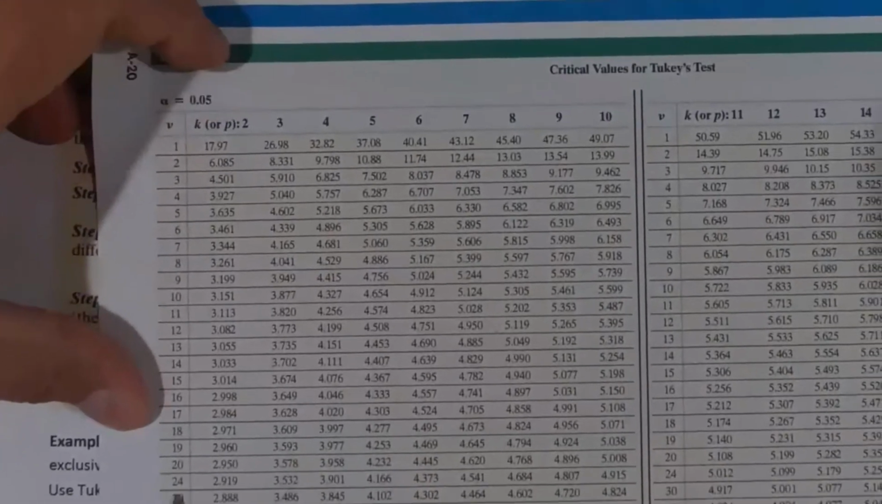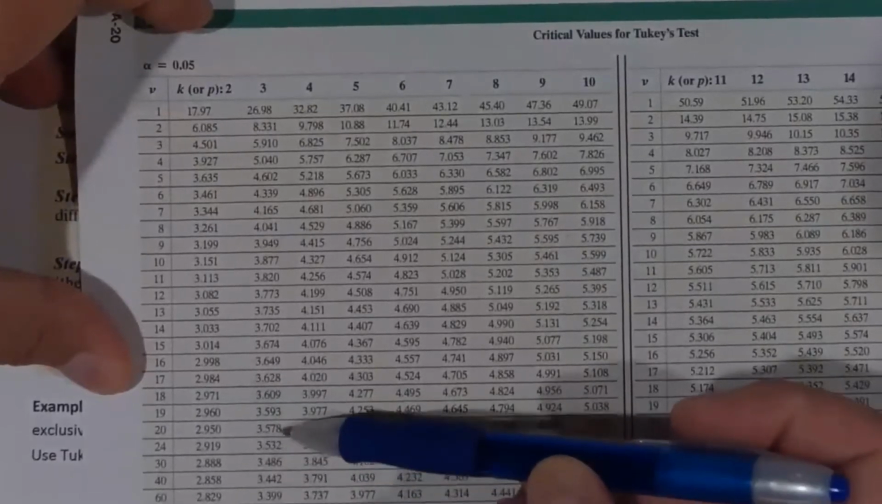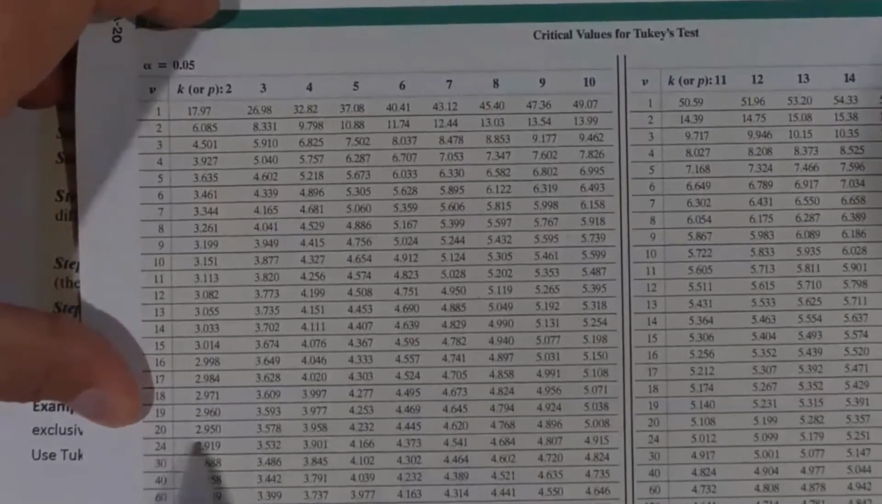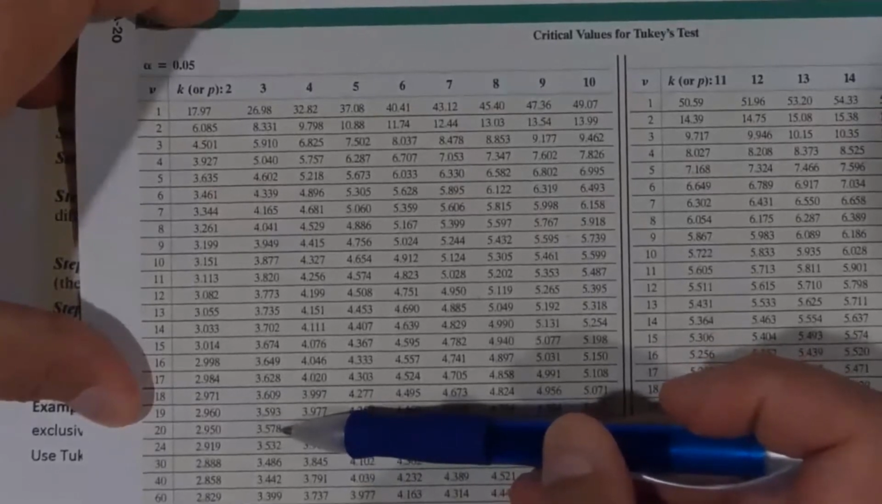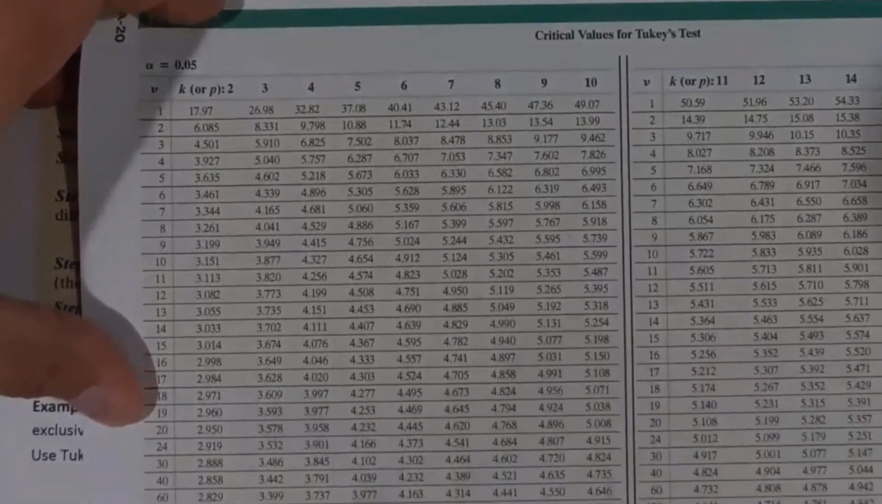Now, if you look, if v equals 24, the critical value would be 3.532, and notice there's not a lot of difference between those two. If we did have a row for v equals 21, the value would be somewhere between 3.578 and 3.532. It would be something in between there.